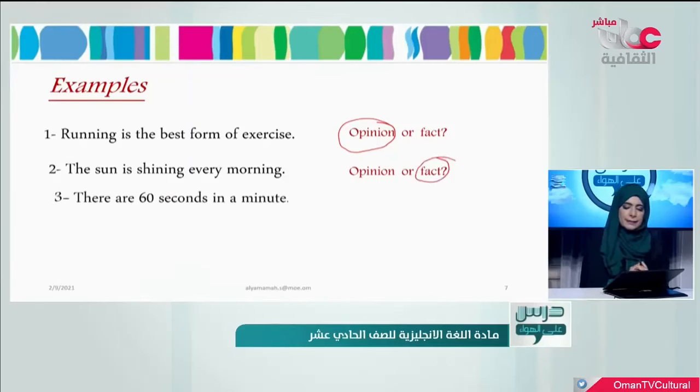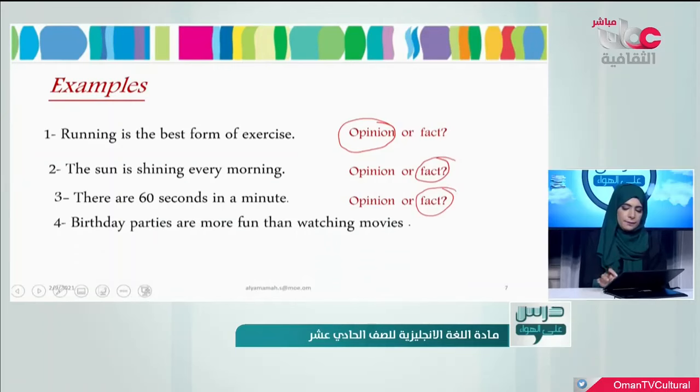There are 60 seconds in a minute. This is also factual information, a realistic thing. No person will come and say 50 seconds are in a minute. That is exactly wrong. All the people around the world know that a minute includes 60 seconds. So this is a fact, or what do you think? Is it a fact or opinion? It is factual information. Let's have another one, the last one.